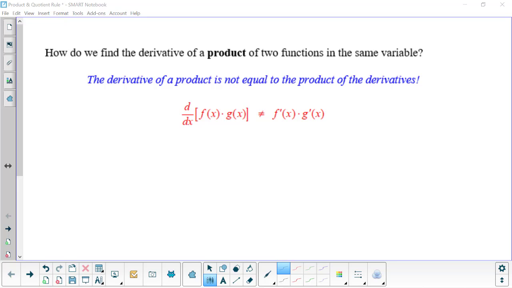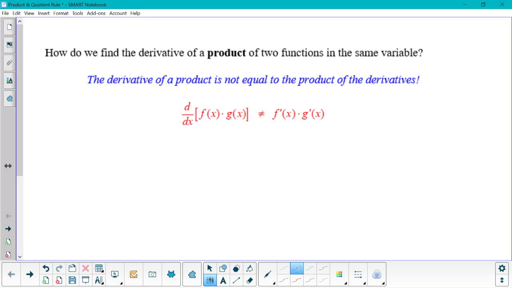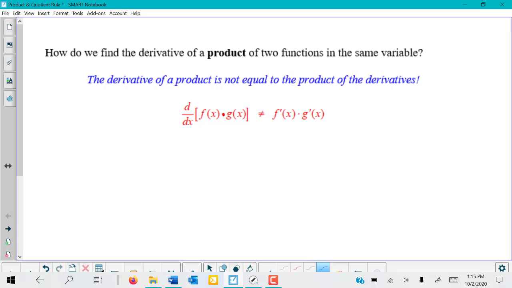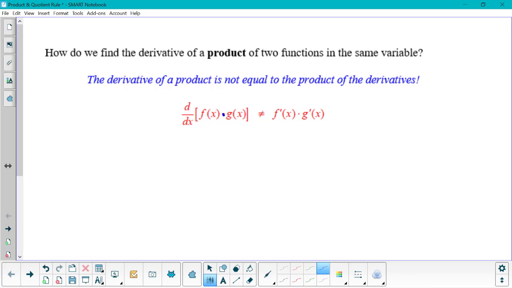So let's talk about our last two rules for finding derivatives. First, we've got the product rule. How do we find the product of two functions? They have to be in terms of the same variable. And it's often tempting to say, oh, well, I'll just take the derivative of the first function times the derivative of the second function. But unfortunately, it's not quite that easy of a process, okay?